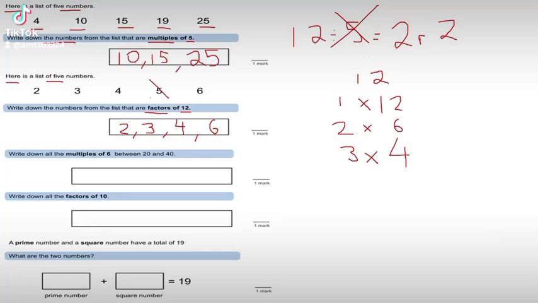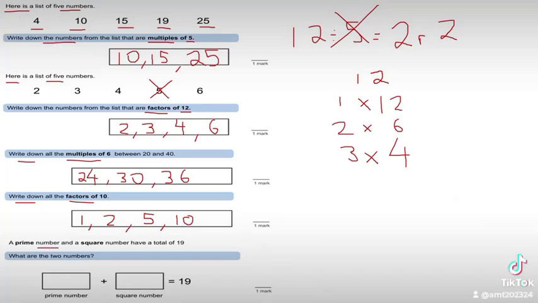Okay, this next one, write down the multiples of 6 between 20 and 40. So you've got 24, then you've got 30, then you've got 36. The next one will obviously be 42, which is bigger than 40, so I have to stop there. Next up, write down all the factors of 10, that'll be 1, 2, 5, and 10. So yeah, all the numbers that go into 10 cleanly without a remainder, with no remainder, that's key.